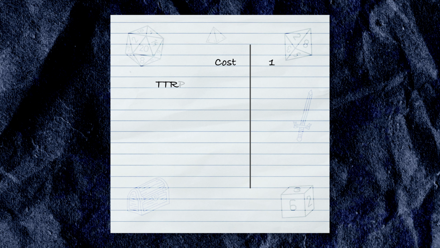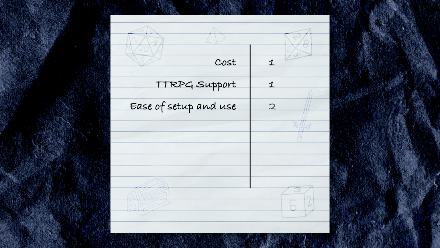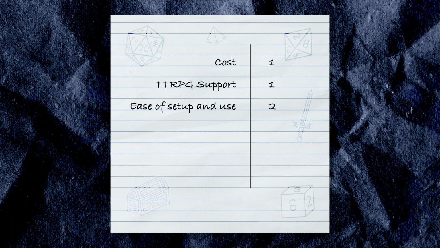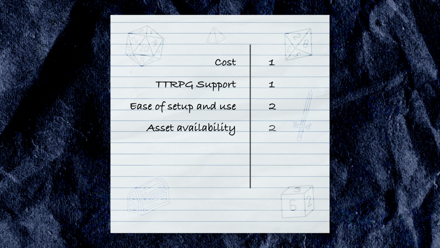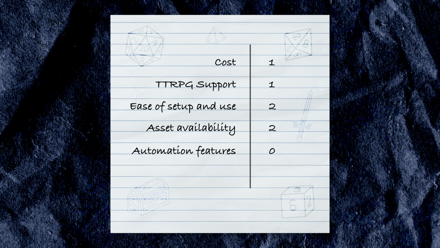But because you can build interactive elements onto your maps, it's really designed for everyone to have a copy. TTRPG support is a 1. At this point, it's just a map maker where you can play multiplayer. Ease of setup and use is a 2, because everyone has to install the software. But getting up and running was really quick and easy. Asset availability right now is a 2, but once they integrate with Kitbash, that'll be a 3 for sure. Automation features are a 0 because there aren't any at the moment.